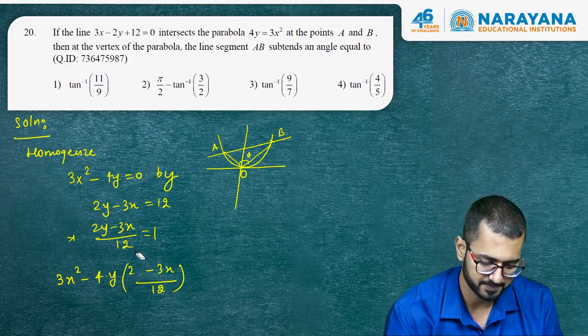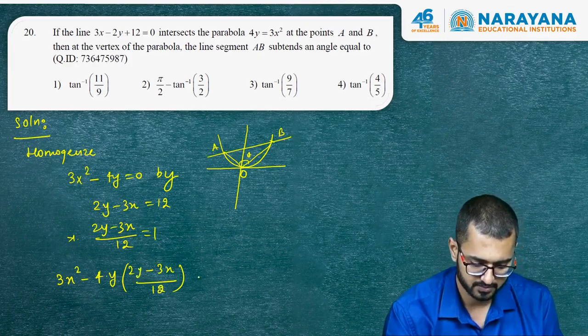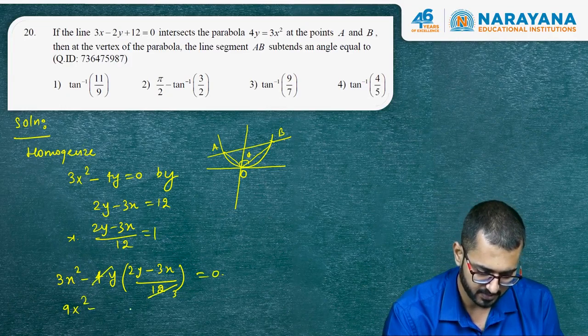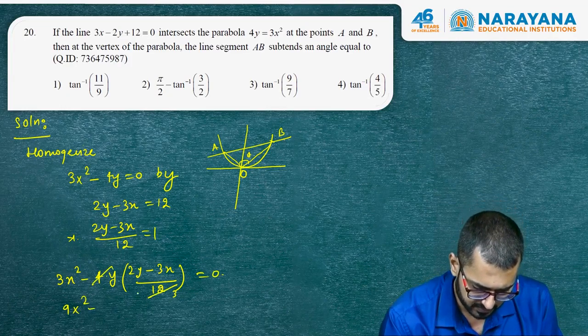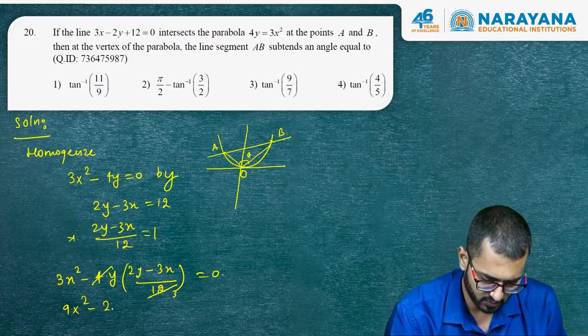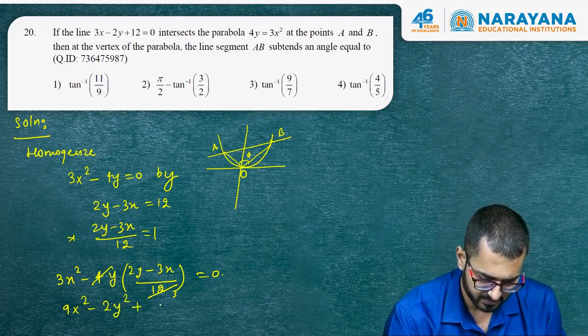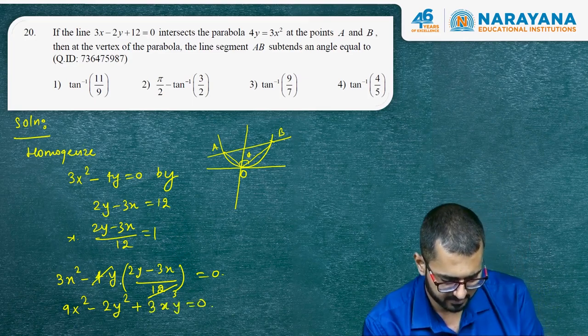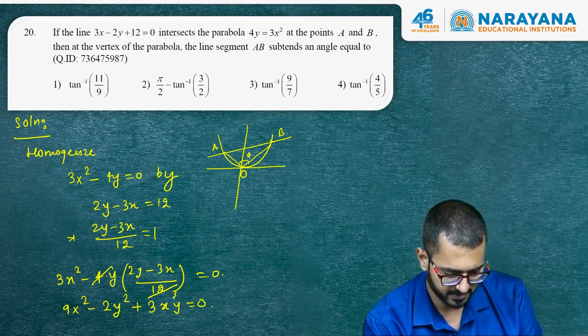This is 2y. This is equal to what? 0. So you can cancel this one here. So I'll be getting 9x square minus, 4 3s are 12, 9x square minus 2y square, and then plus 3xy is equal to 0. Right? Once check everything: 9x square, yes, minus 2y square, fine, and yeah, correct.